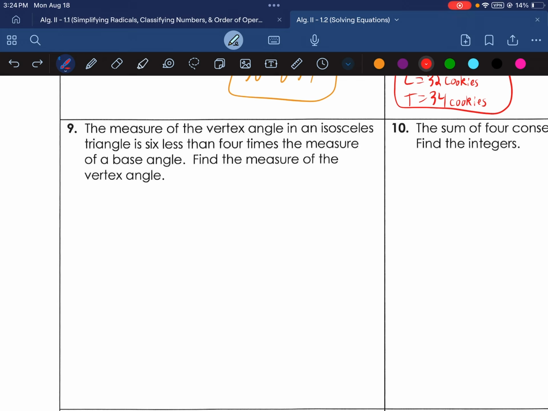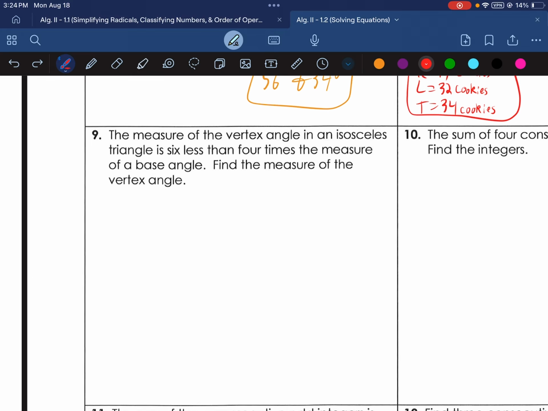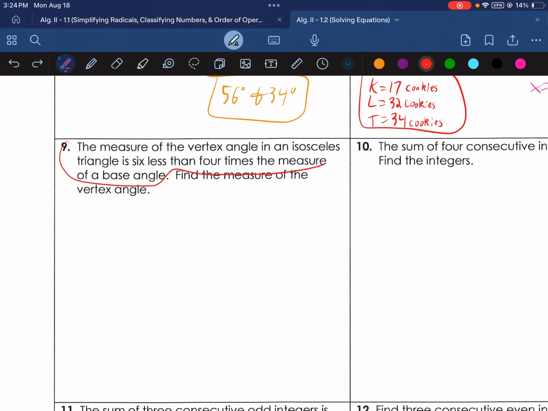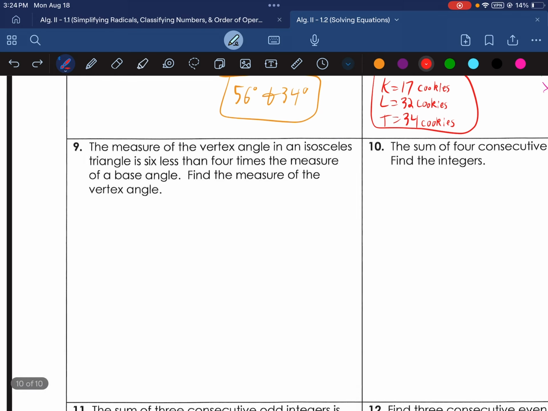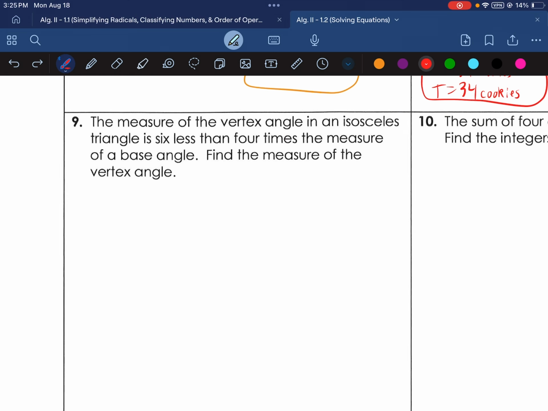Number 9, the measure of the vertex angle in an isosceles triangle is 6 less than 4 times the measure of a base angle. Find the measure of the vertex angle. So even though this is all in one sentence, because we're dealing with an isosceles triangle, that presents a unique setup. So an isosceles triangle, if you don't remember, is a triangle where two sides are congruent, and thus the base angles, the angles opposite those congruent sides, are also congruent. Now we also know all three angles add up to 180 degrees.